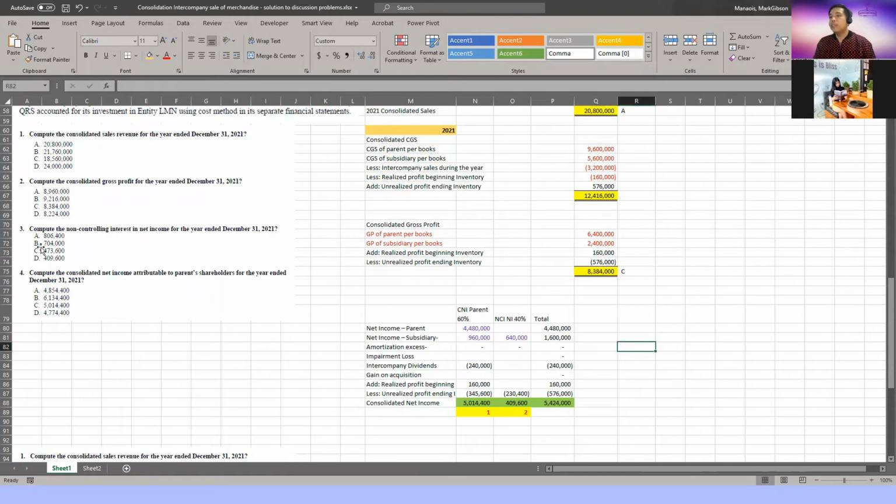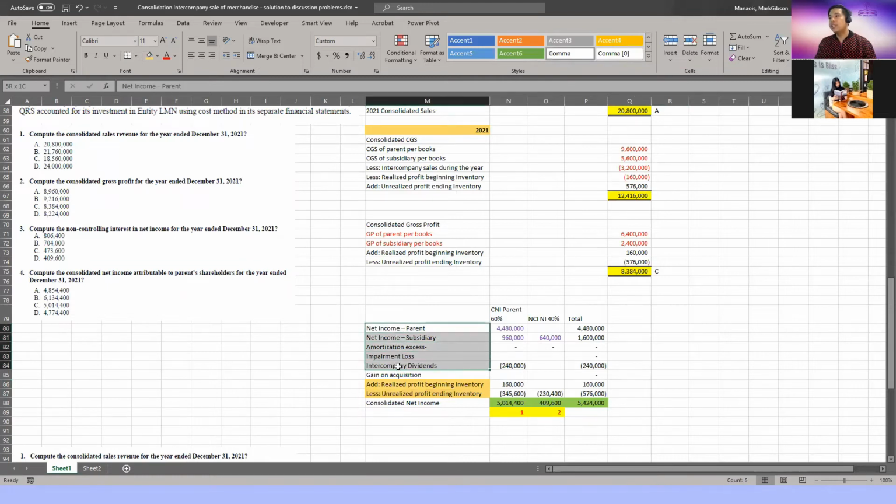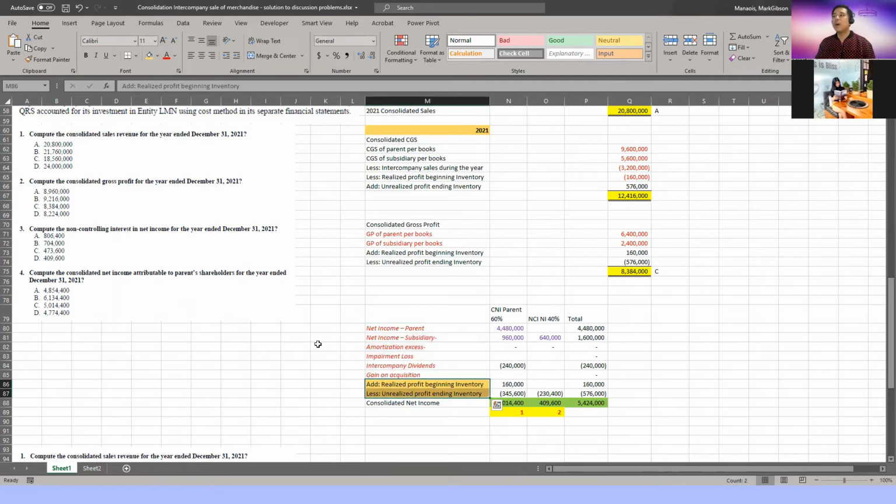Okay. Numbers 3 and 4: compute the non-controlling interest in net income for the year and the consolidated net income attributable to parent. If you noticed, class, this is the same template that we have used. What was added? This portion. This is what we discussed last time. We just added it this time to account for the realized and unrealized profit. Okay, let's discuss this now.